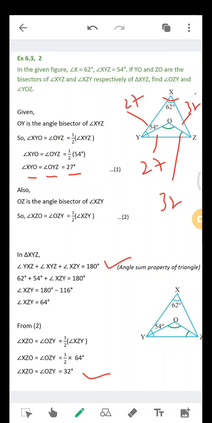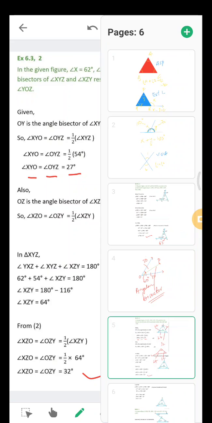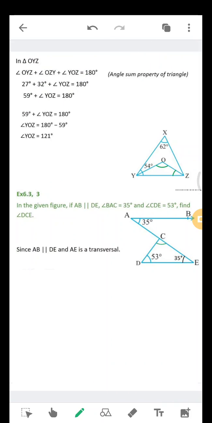You can clearly see if I draw this triangle OYZ, this angle OYZ is given to us as 27, and this angle we have got just now as 32. So I can easily find angle YOZ by using angle sum property. So we'll use angle sum property in the next step. You can see here angle O. I am using this triangle, students, triangle OYZ.